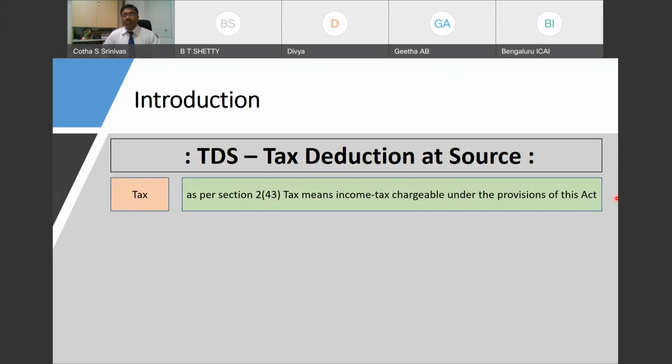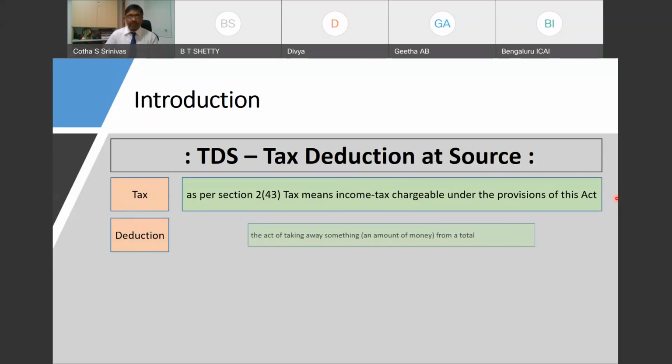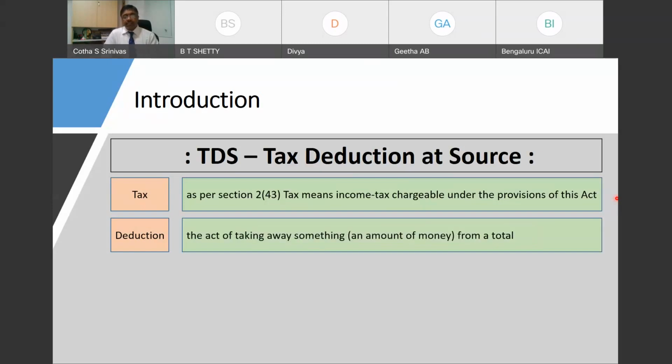If you see Section 2(43), the definition will be 4 to 5 lines. But the sum and substance of that particular definition is: tax means income tax chargeable under the provisions of the Income Tax Act. Then we have the next word, deduction, not defined under the Income Tax Act. The general definition of deduction is the act of taking away something, an amount of money from a total. So whenever you're making a payment, a total sum, and out of that you withhold something and give the balance, that act of withholding or taking away something is called deduction.